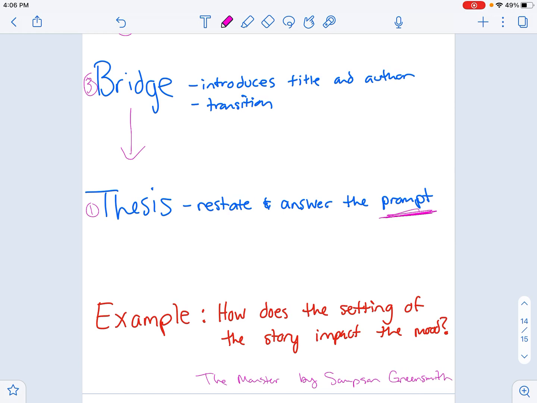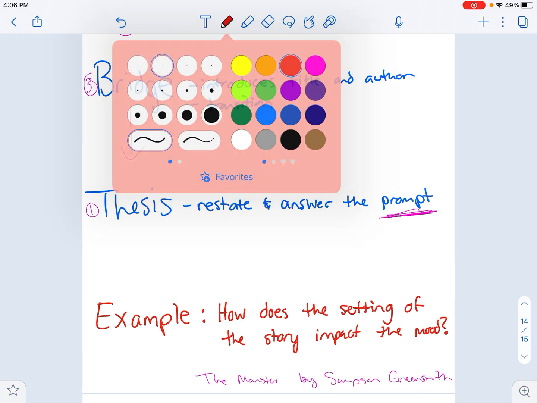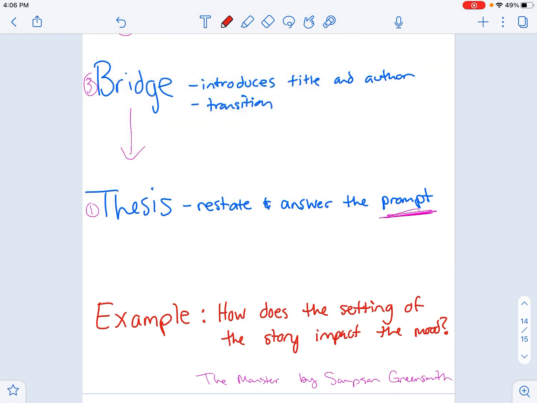So in the thesis, it's really simple because I start by stealing some words. So I'm going to say the setting of the story impacts the mood. So I'm just stealing all these words so far. But then I need to explain how. That's the tricky part. So I can't just say the setting of the story impacts the mood. They're asking me, how does it do that?